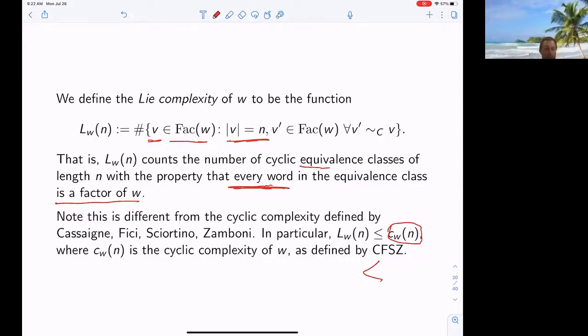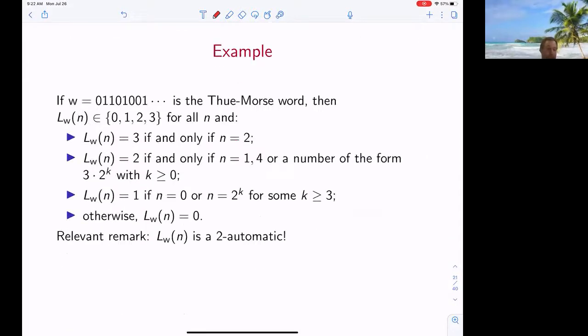So I will do an example to illustrate this complexity function right now. Let's take the two-amorphs word, and let's just look. For words of length 1, there's really not that much to say, right? The cyclic equivalence class just consists of the word, and these are both factors. So for length 1, we get 2 factors.